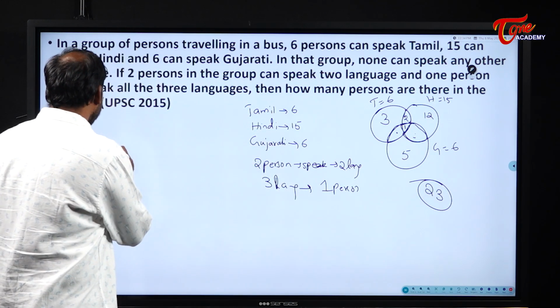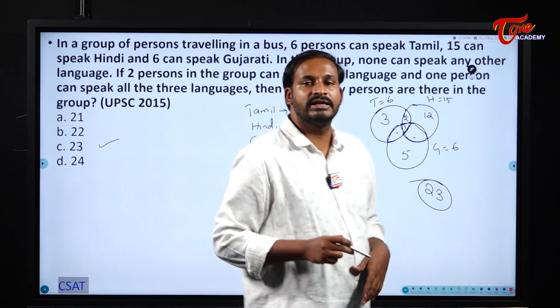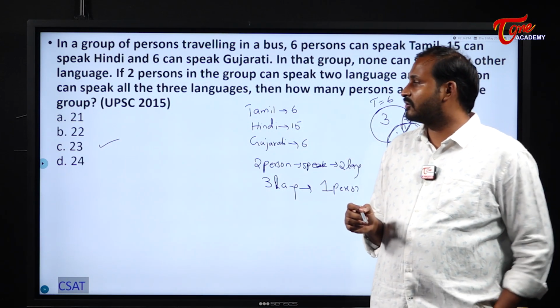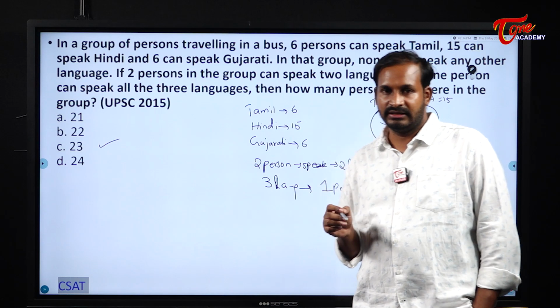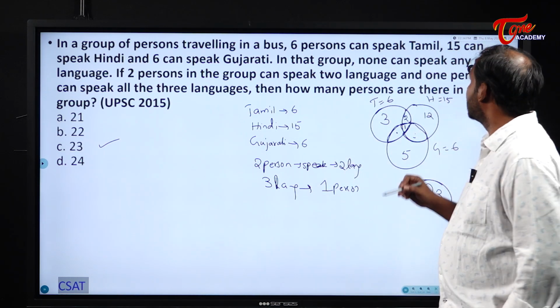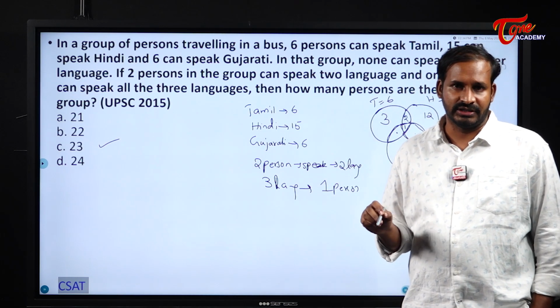So here, in total, how many people are there in that group? 23 are there. So in that group, how many people are there for us? 23 people. Always start taking from the common portion, students.